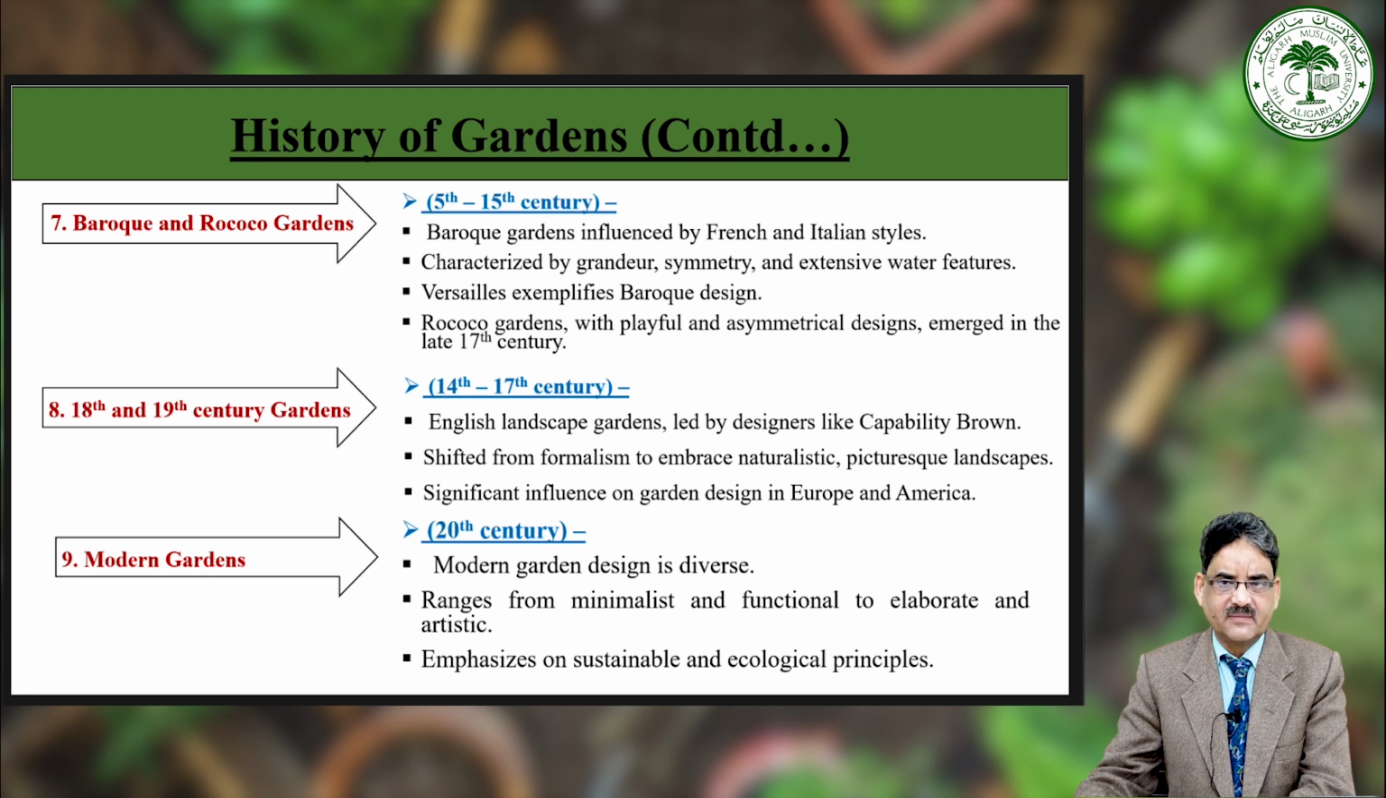From the 14th to 17th century, English landscape gardens, guided by designers like Capability Brown, moved away from formal styles to embrace more natural and picturesque landscapes. This shift had a big impact on how gardens were designed in both Europe and America.